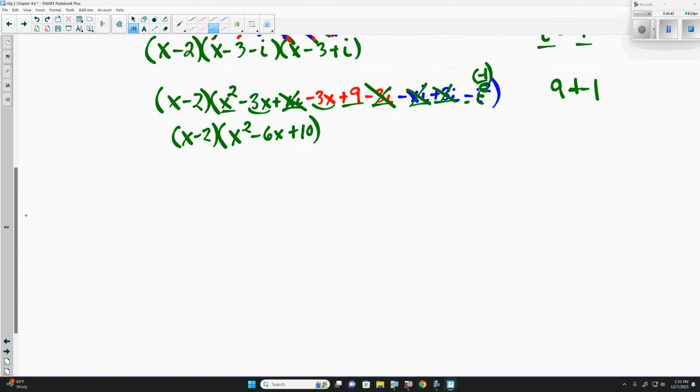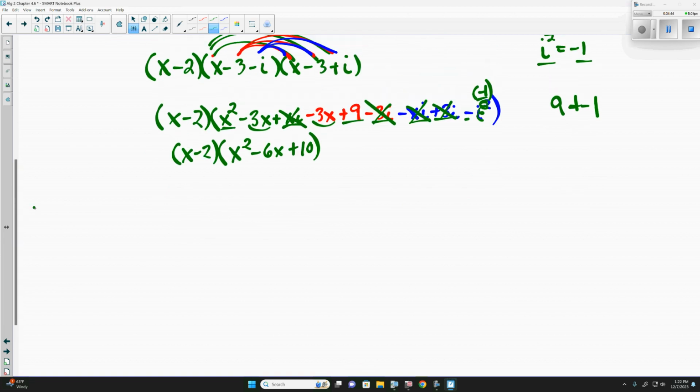Questions on how we got to this point here? Let me do this one more time. We're going to distribute the x: x times x squared is x cubed. x times negative 6x is negative 6x squared. And x times 10 is plus 10x. We'll do the same thing with our negative 2. Negative 2 times x squared is negative 2x squared. Negative 2 times negative 6x is plus 12x. And negative 2 times 10 is negative 20.